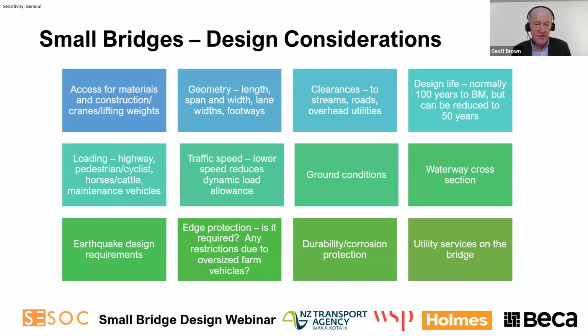The second consideration will be the geometry. What is the length, the span, the width, the lane widths, and the footways that you may need? What are the clearances to streams, roads, overhead utilities? Design life, normally 100 years, but it can be reduced to 50 years to the Building Act. What is the loading in terms of highway, pedestrian, cyclist, horses, cattle, maintenance vehicles? Traffic speeds. If you've got lower traffic speeds, then you can reduce the dynamic load allowance, which reduces the loads.